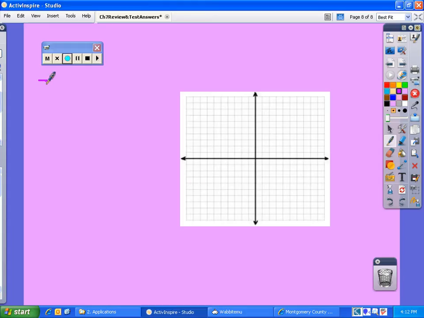We're now jumping to Unit 7.5. This is graphing square root and cube root functions. We're starting with number 26. It says y equals (x minus 7) to the 1/3. This is a cube root function.